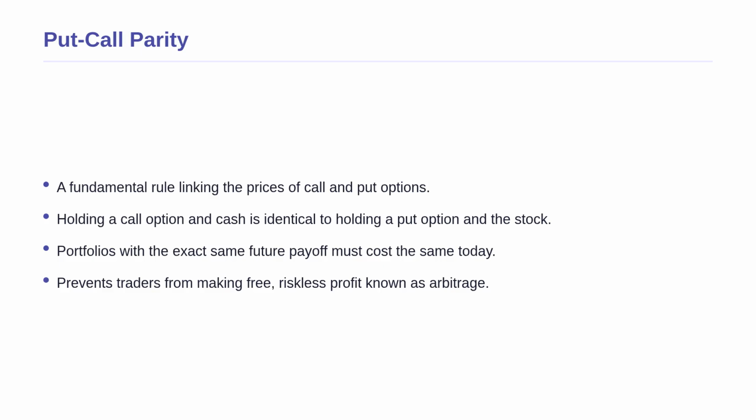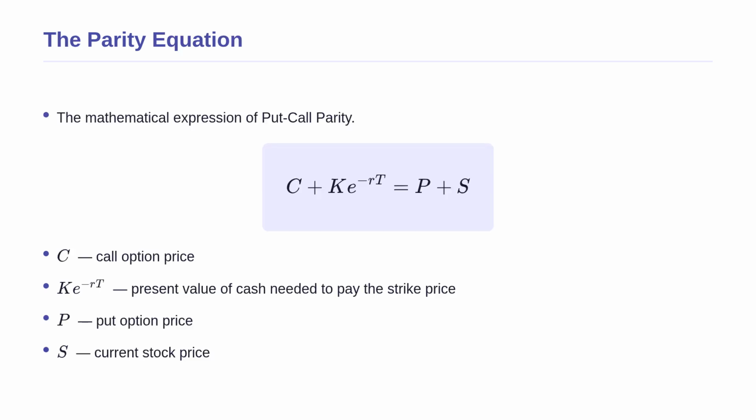If they did not, traders would buy the cheaper one and sell the expensive one for free riskless profit, which is called arbitrage. This brings us to the mathematical equation for put-call parity. On the left side, we have C, the call option price, plus the present value of the cash needed to pay the strike price. On the right side, we have P, the put option price, plus S, the current stock price. This simple equation is incredibly powerful because it links all these variables together.